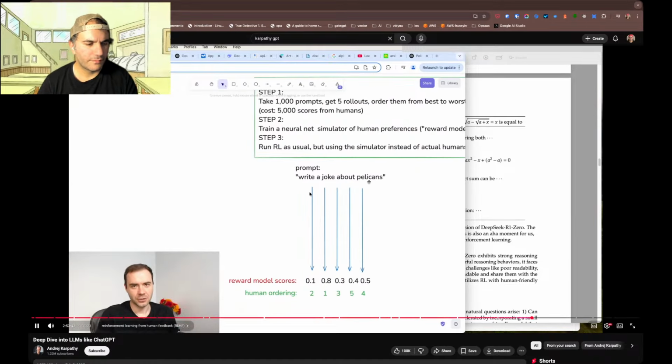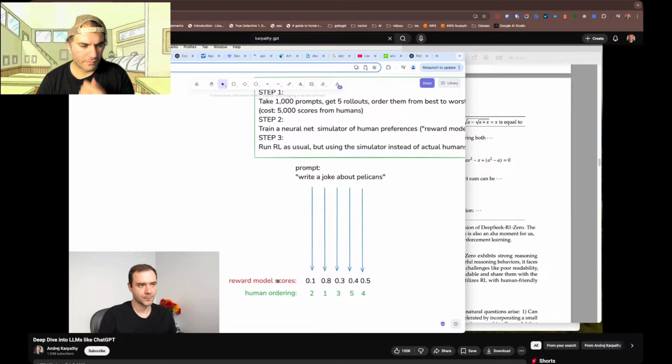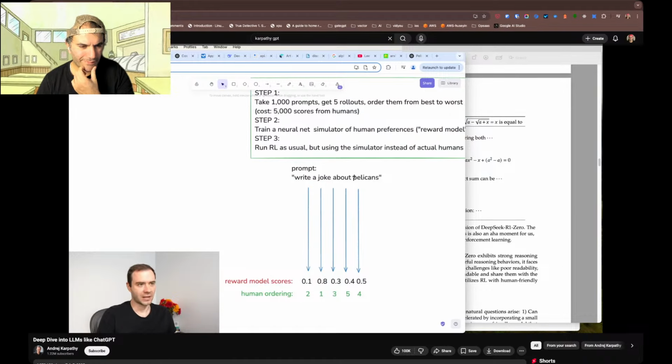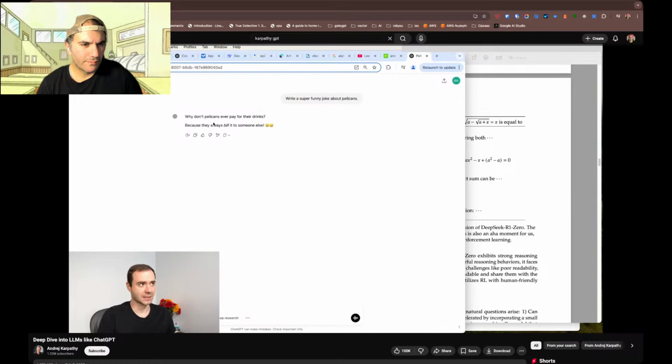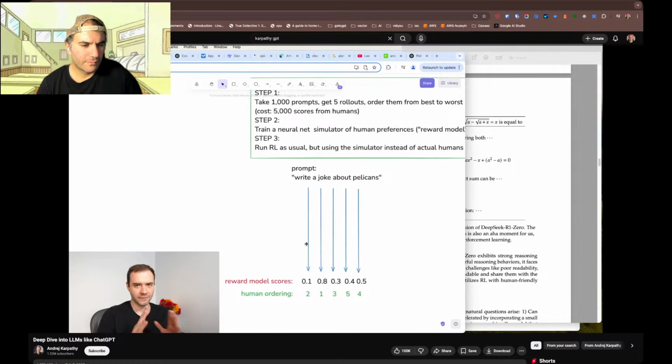So here I have a cartoon diagram of a hypothetical example of what training the reward model would look like. We have a prompt like "write a joke about pelicans," and then here we have 5 separate rollouts. These are all 5 different jokes, just like this one. Now, the first thing we're going to do is ask a human to order these jokes from the best to worst.